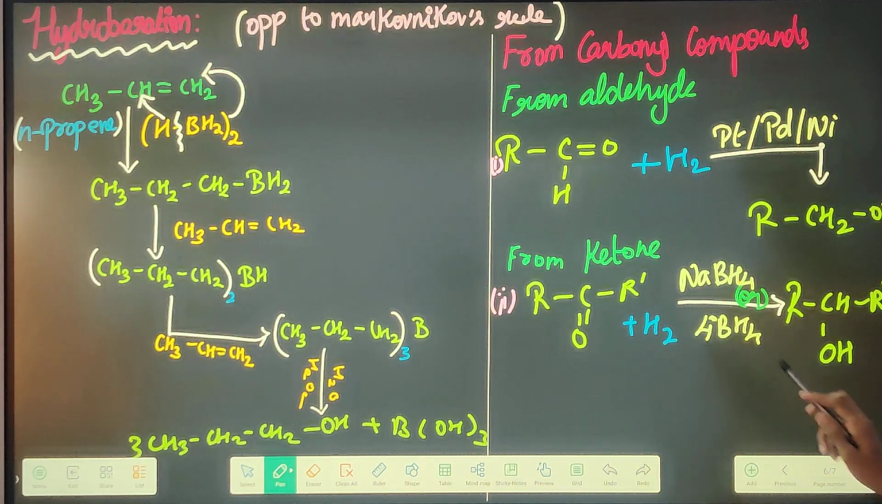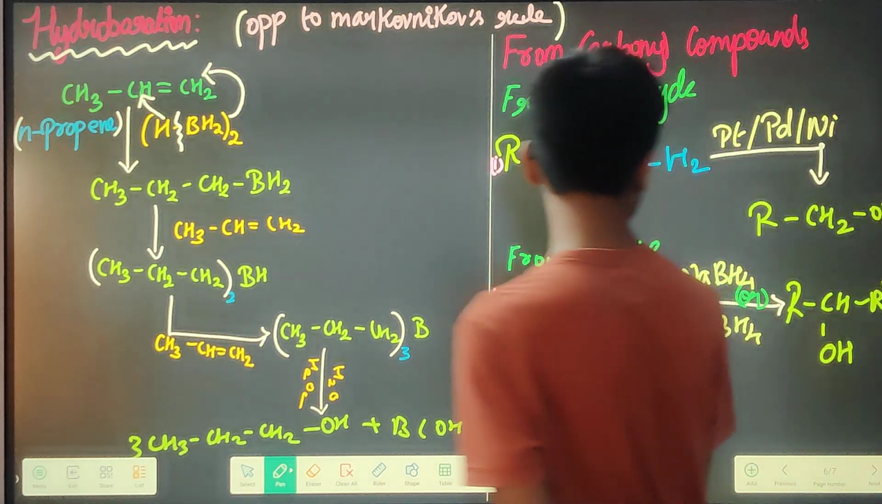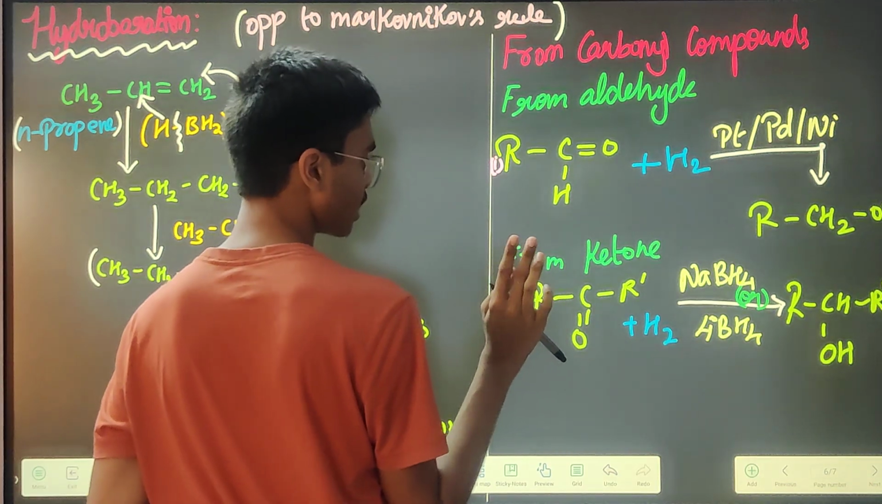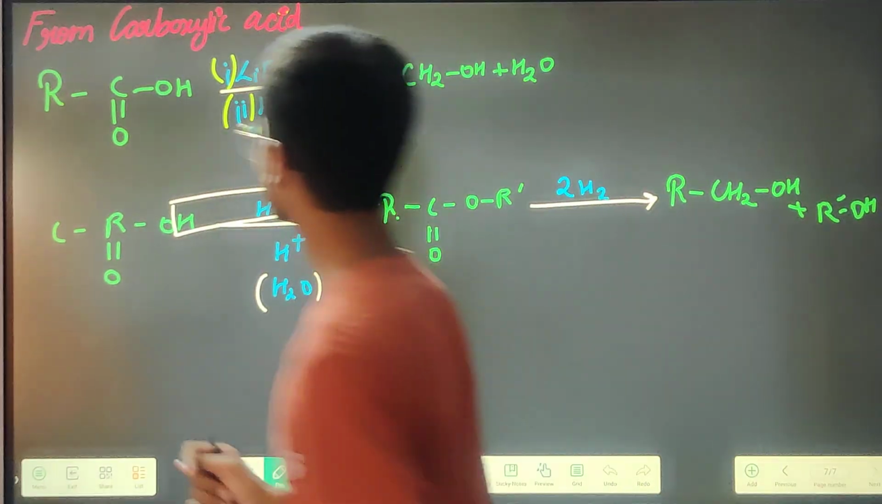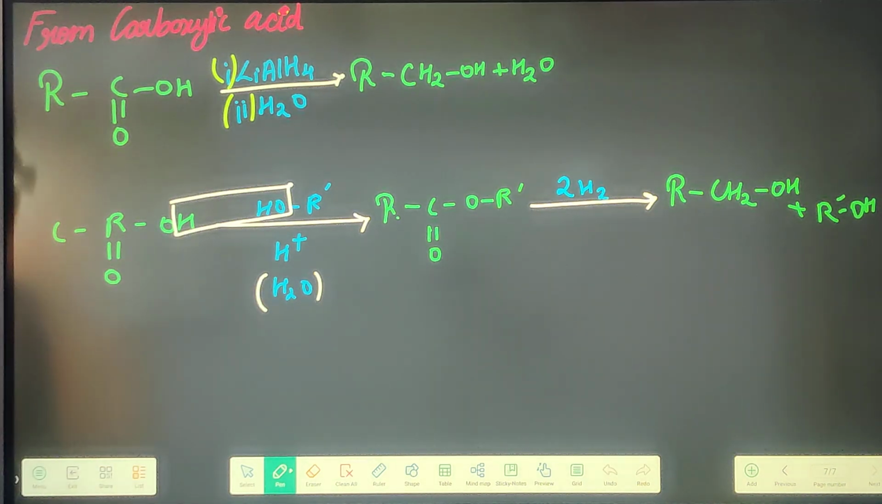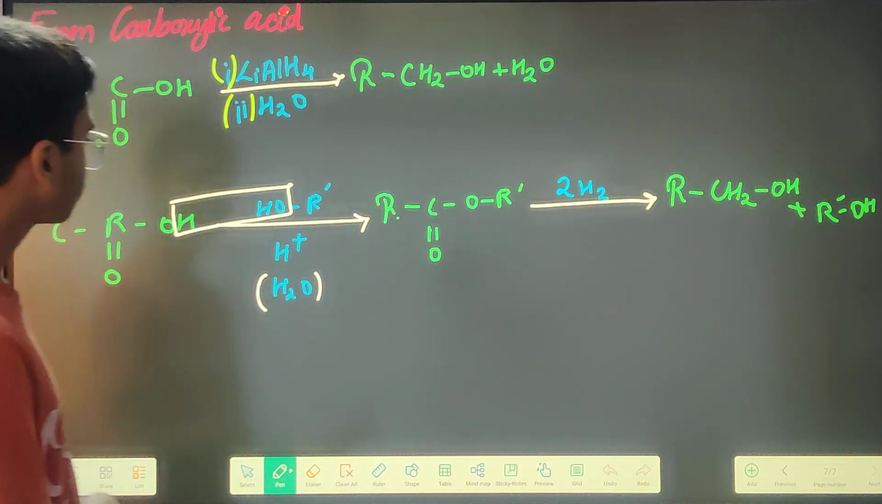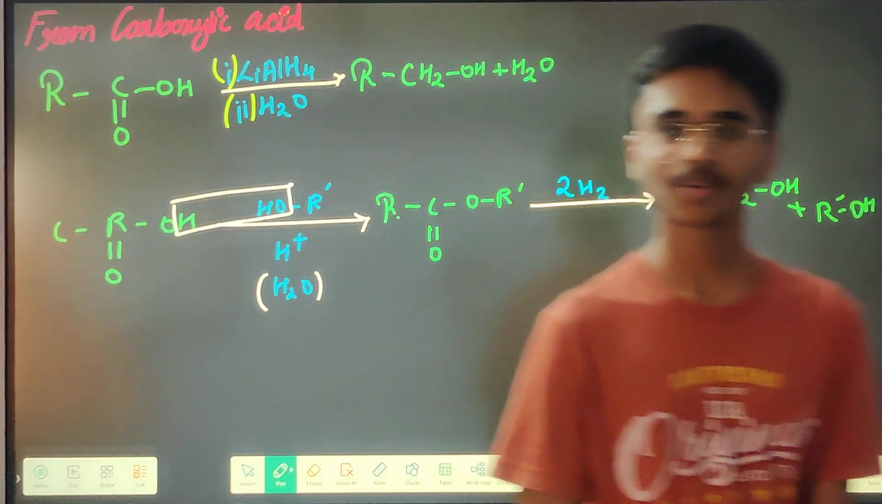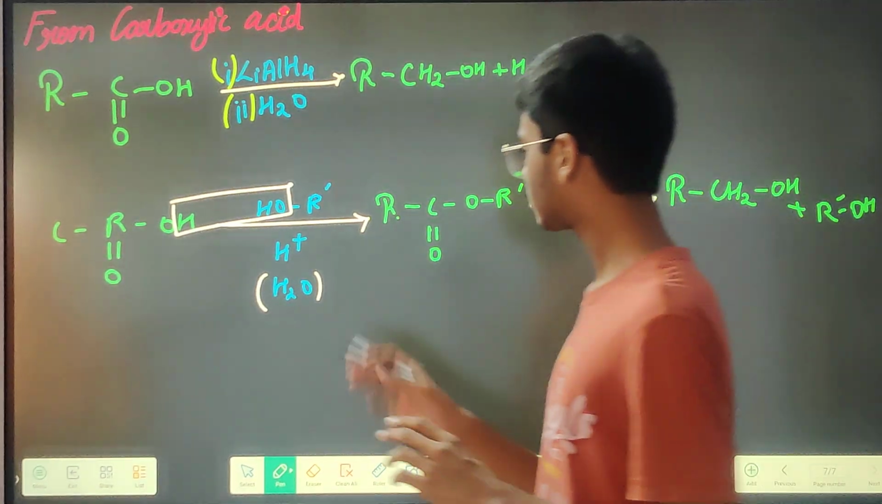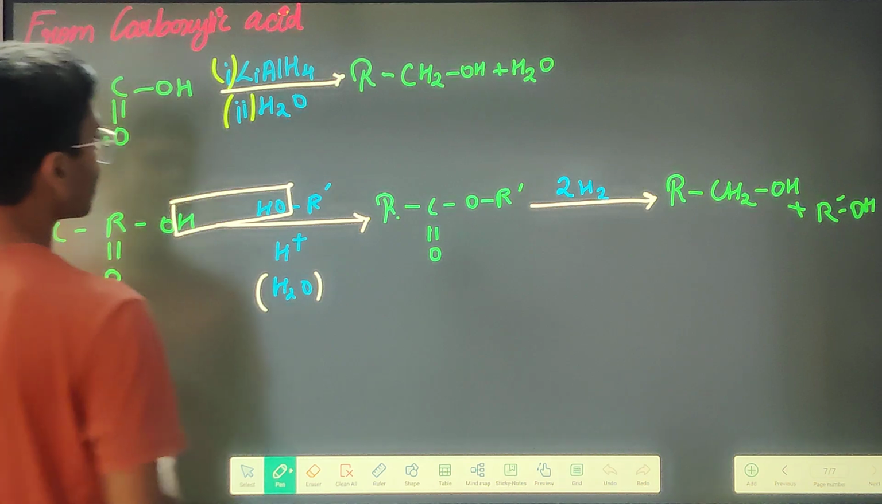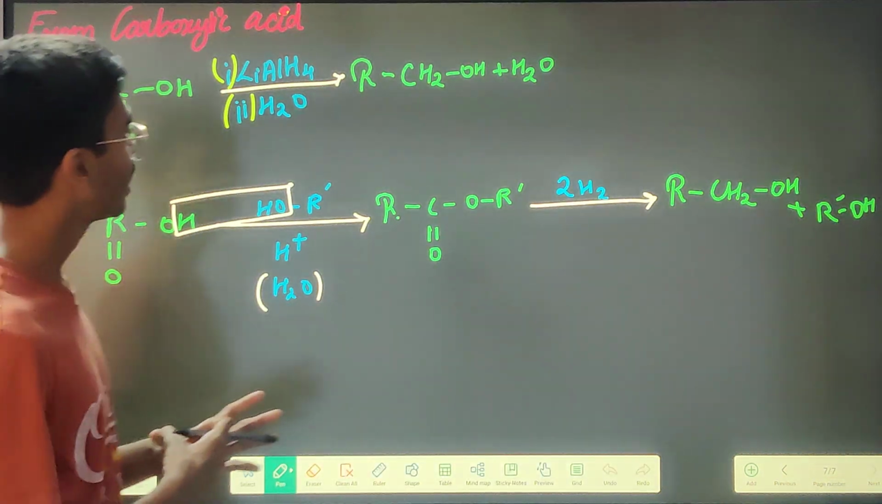But you have to note one thing: from ketone you will get only a secondary alcohol, and from aldehyde only a primary alcohol. Next is from the carboxylic group. By two different methods you can do this. First is by using an alcohol itself, and the second method is by using LiAlH4.